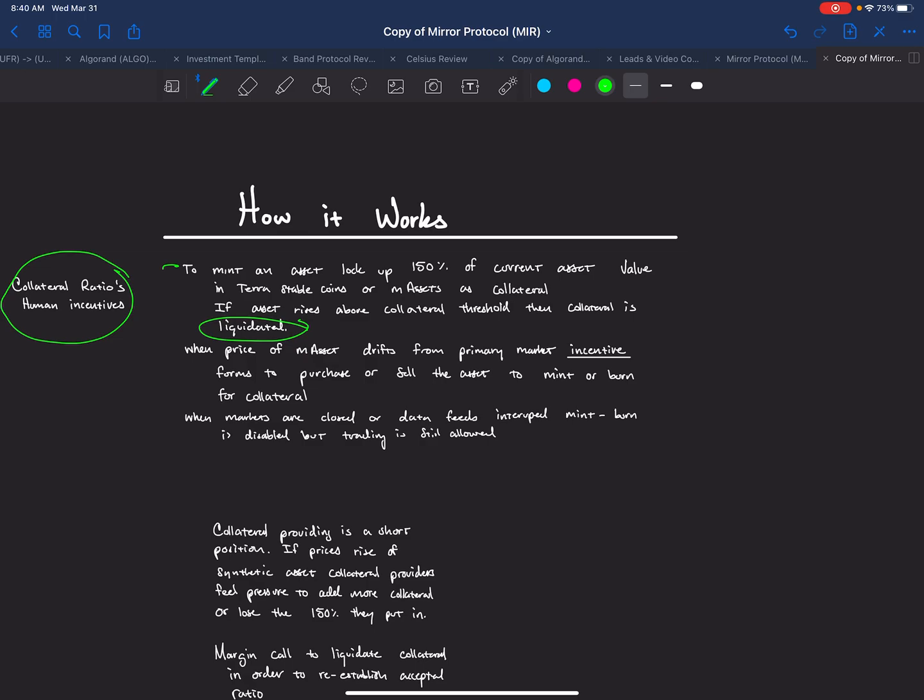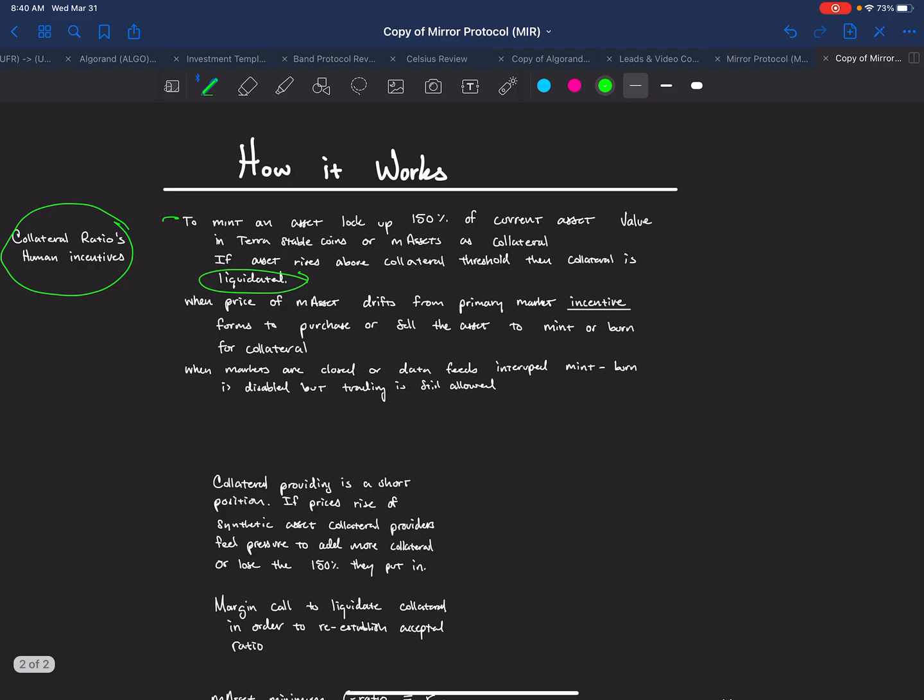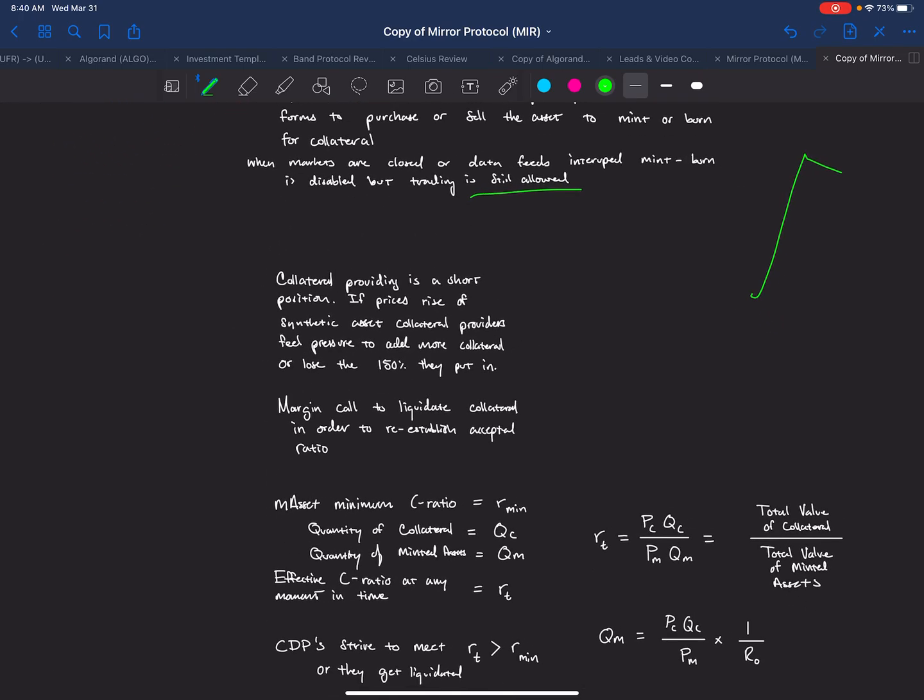Okay. When markets are closed or data feeds are interrupted, mint and burn is disabled, but trading is still allowed. So it'll probably have gaps. Maybe it'll trade to what people think, and then it'll gap to wherever the new data feed opens when these capabilities are opened. All right, so collateral providing is a short position.